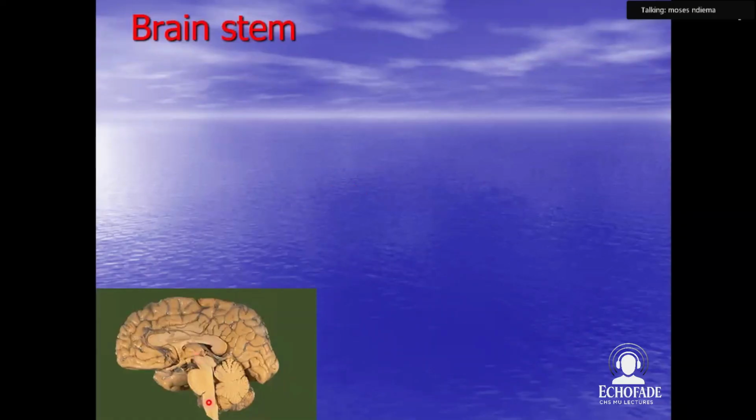Here we are looking at the median section of the brain. With this part, the spinal cord has been cut. This part here is the medulla oblongata, originating, remember, from the myelencephalon. This part here is the pons, originating from the metencephalon, and this part here is the midbrain, originating from the mesencephalon. So these parts constitute what you refer to as the brainstem.